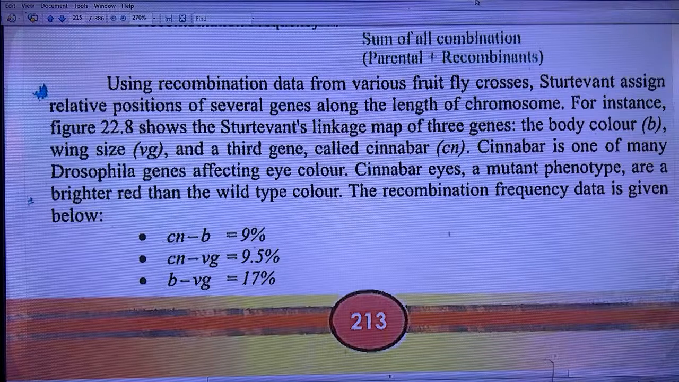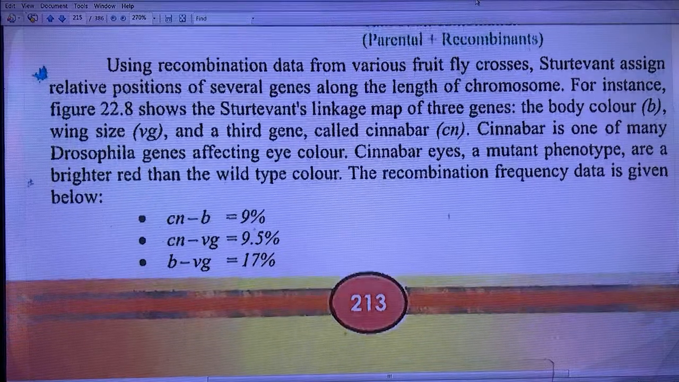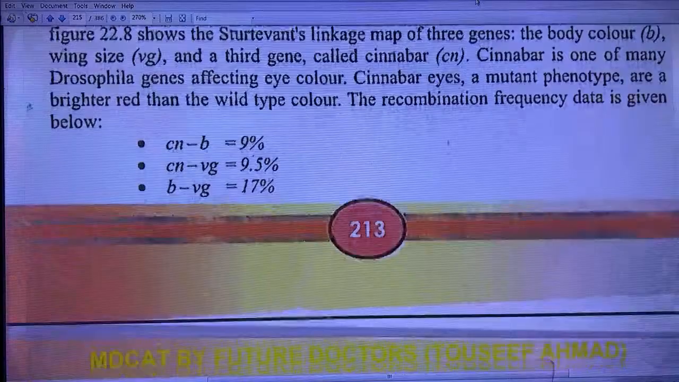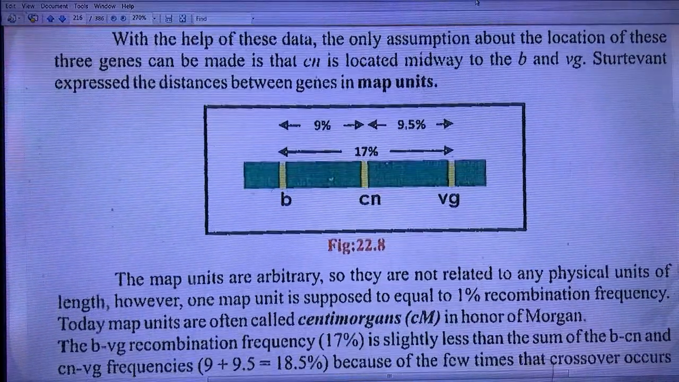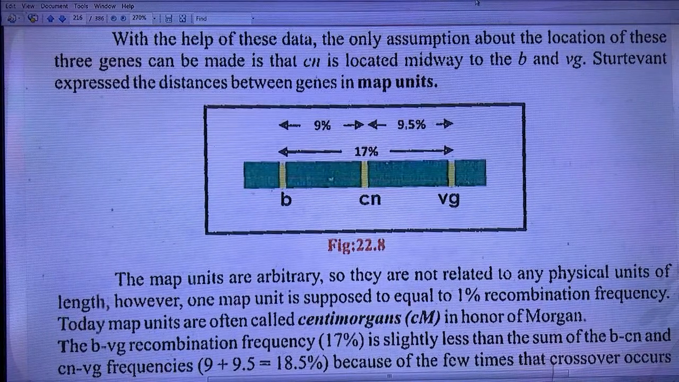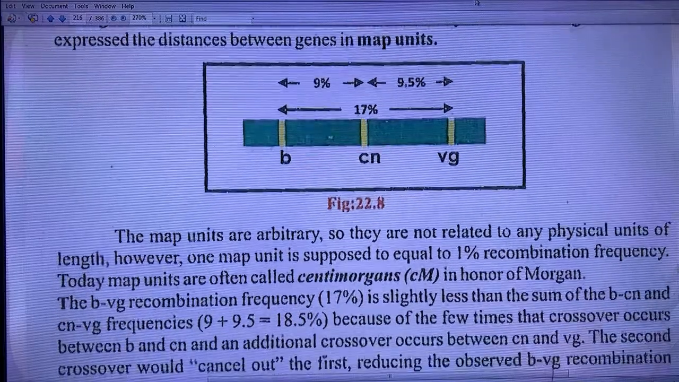gene called cn. Cn is one of many Drosophila genes affecting eye color. Cn eye, a mutant phenotype, is brighter than the wild type color. The recombination frequency data is given below. With the help of these data, the only assumption about the location of these three genes that can be made is that cn is located midway between b and vg. Sturtevant expressed the distances between genes in map units.